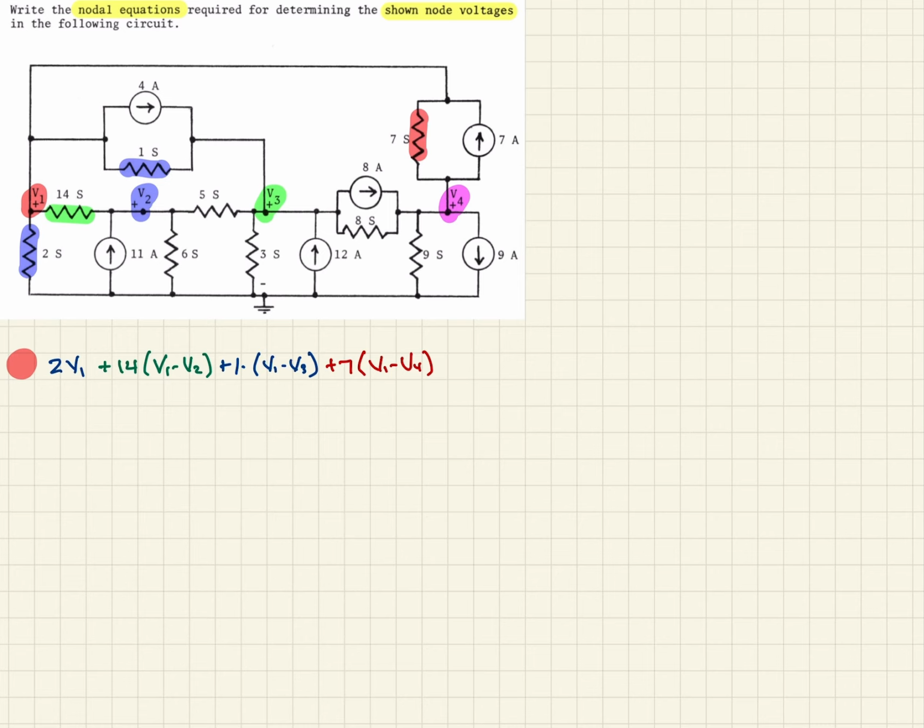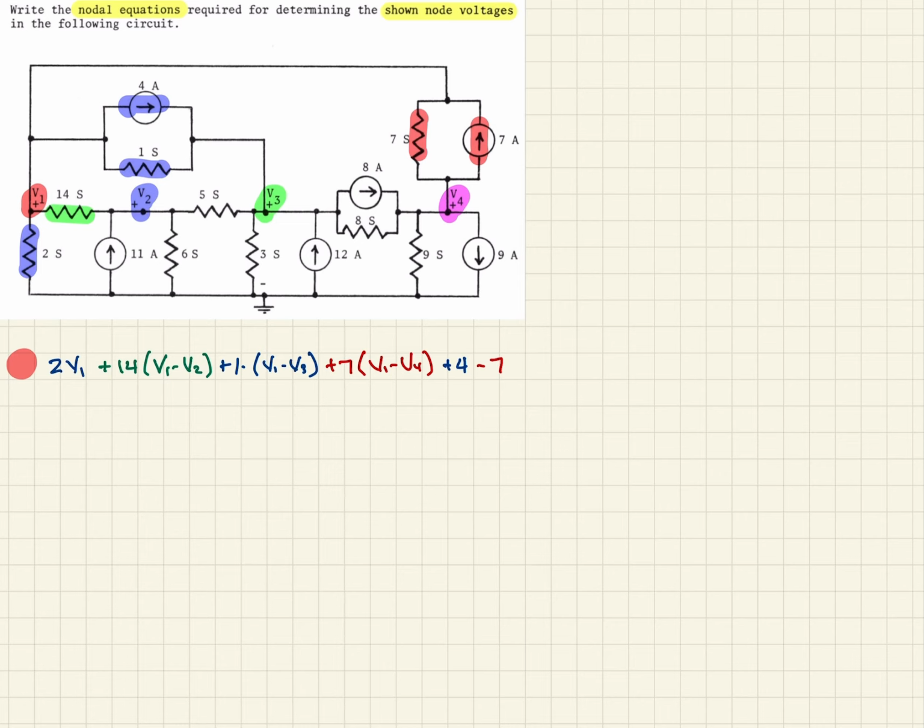Now to go back and pick up the current sources, we have this guy here in blue. Oh, excuse me, that one doesn't go into our node. We have this one, the 4 amp. That's leaving our node, so we define leaving as positive, and so that's going to be a plus 4. And then we also have this guy here coming into our node, and so that's entering the node, so it's going to be negative. So that'll be minus 7. And that appears to be everything going in and out of our node.